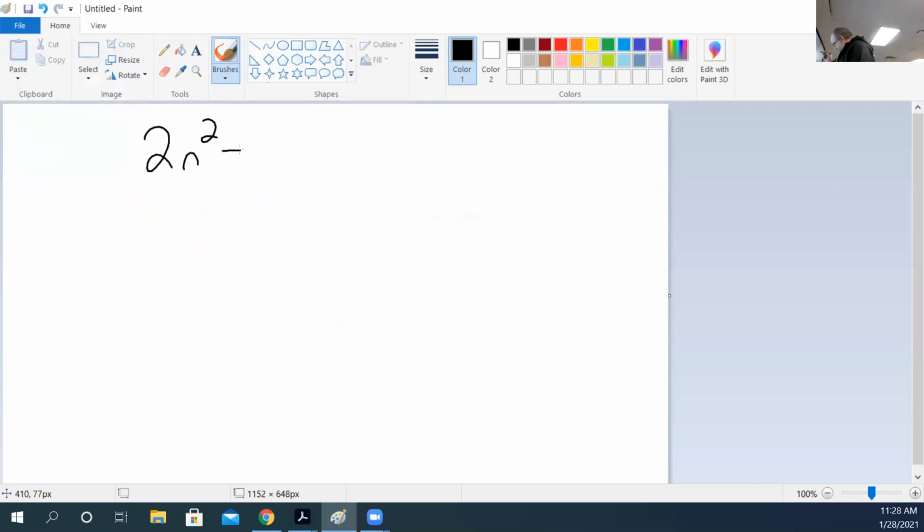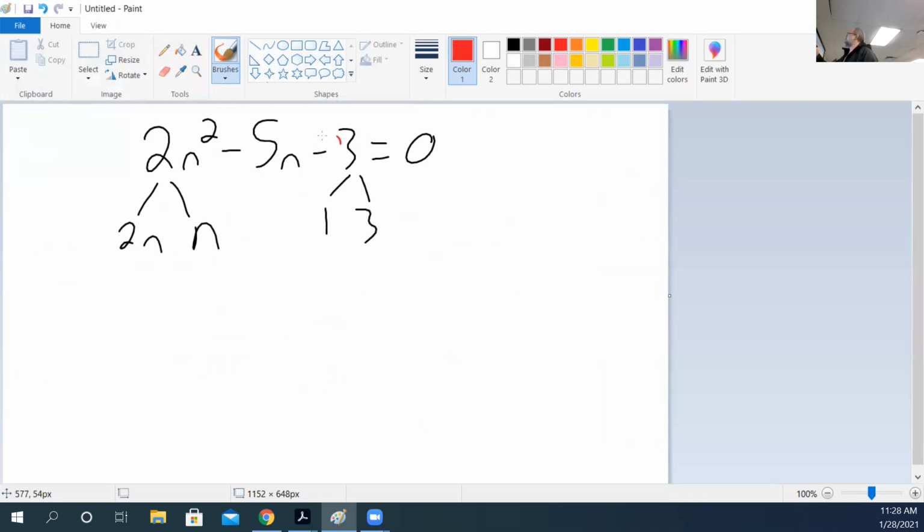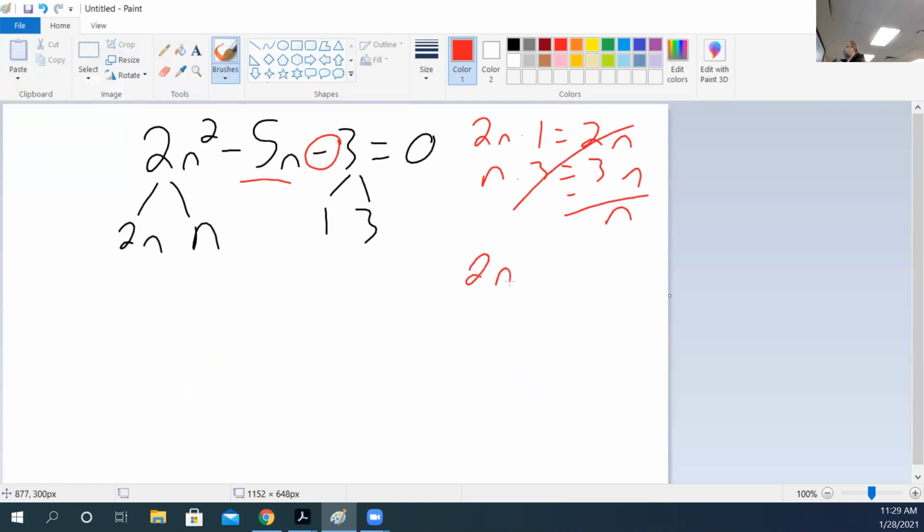2n squared minus 5n minus 3 equal to 0. All right, let's see. Step 1, right? Separate the first term, 2n and n. Separate the last term, 1 and 3. We see that the last sign is negative, so we're going to be finding the combination that subtracts to give us a 5. What if we try 2n times 1 gives 2n, n times 3 gives us 3n. Subtract that gives n, so that doesn't work. But let's try the other way. How about 2n times 3 equals 6n, and n times 1 equals 1n. Subtract that, that gives us 5n, so that's a good combo.